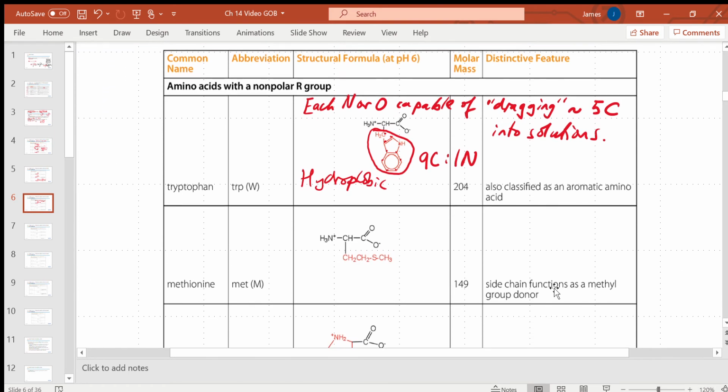Moving on, methionine. Methionine is hydrophobic. We just have hydrocarbons. We have sulfur here. Sulfur is a little bit exotic, but it's roughly the same strength as a carbon. So there's not much here that has any interest for a water molecule. So the whole thing is hydrophobic.